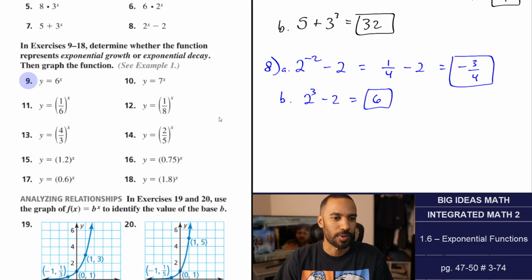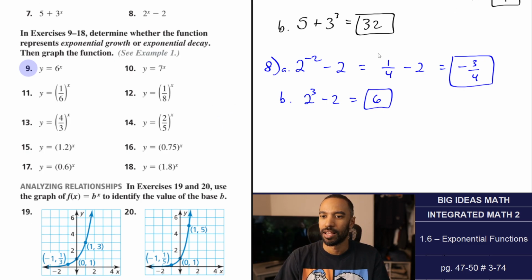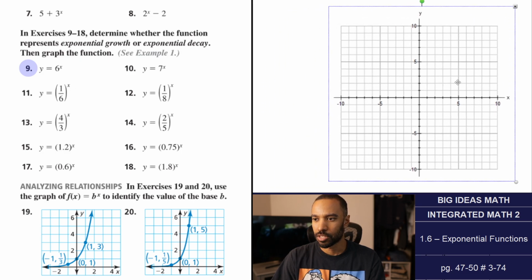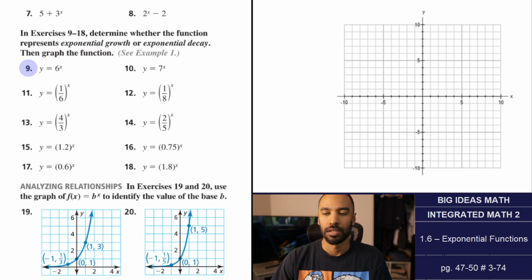Determine on these ones whether the function represents exponential growth or exponential decay, then graph the function. So, let's go ahead and do this. Number 9.